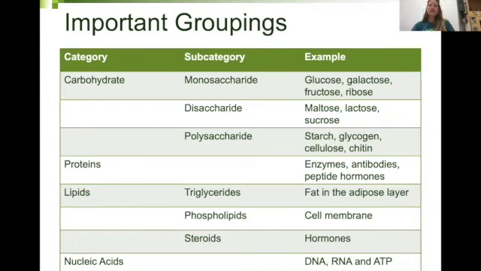Proteins, our examples are enzymes, antibodies, peptide hormones. Lipids, we have 3 groups here. Triglycerides, that's the fat found in the adipose layer. Adipose layer is the layer right underneath your skin. Phospholipids are the fats found in your cell membranes. And then steroids are hormones. So believe it or not, estrogen and testosterone are made of fat. And then your nucleic acids are DNA, RNA, and ATP.